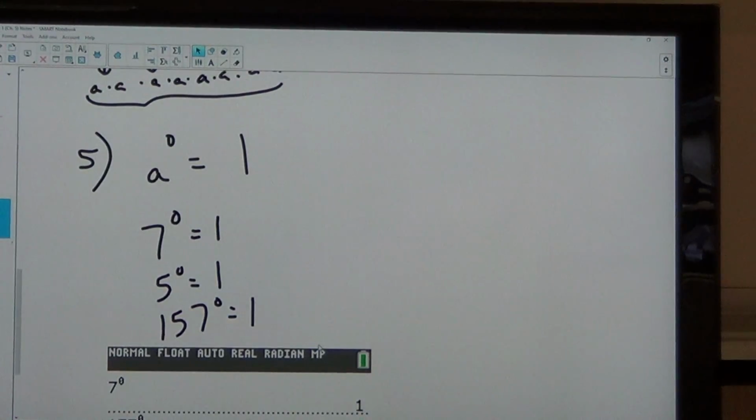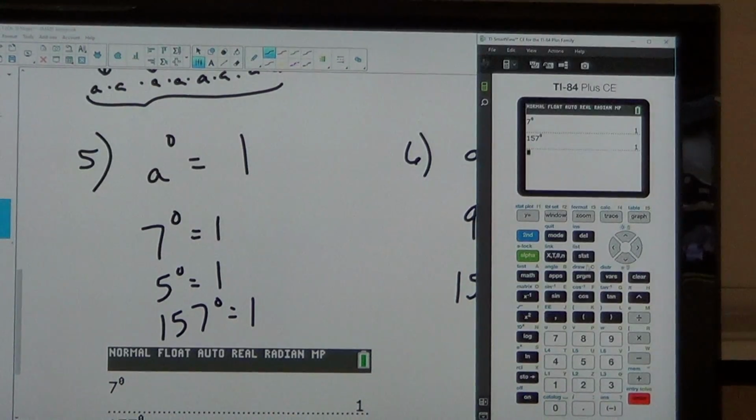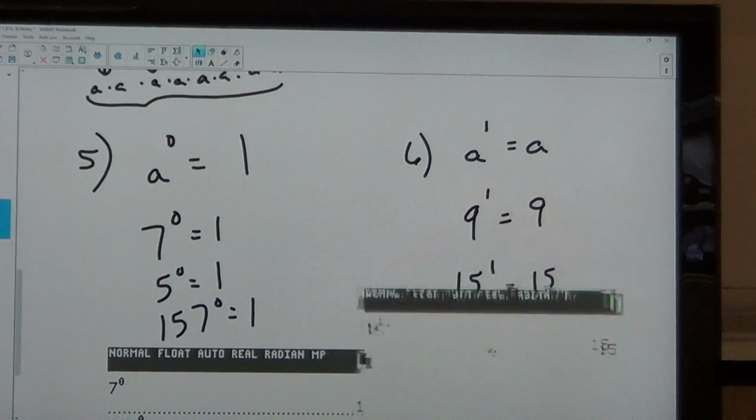Now, my last rule says that anything to the first power is itself. Anything to the first power is itself. Just like if something didn't have a number in front of it, it's understood to be a 1. If something doesn't have an exponent, it's understood to be a 1. So 9 to the first power is 9. 15 to the first power is 15. And that one you can also type into your calculator. 15 to the first power is 15. Anything to the first power is itself.